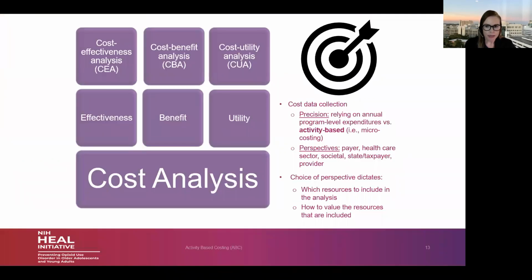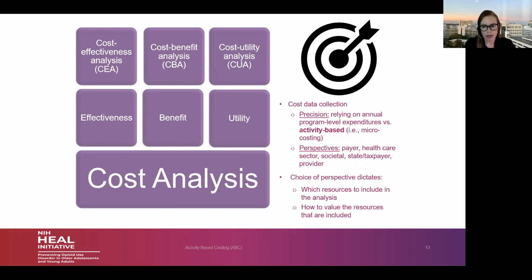So a cost analysis serves as a foundation for a full economic evaluation where we're comparing costs to some outcomes, some measures that can reflect effectiveness or benefits or utility. When we put cost data together with those measures, we can perform the full evaluation, which would be a cost effectiveness analysis, cost benefit analysis, or cost utility analysis.